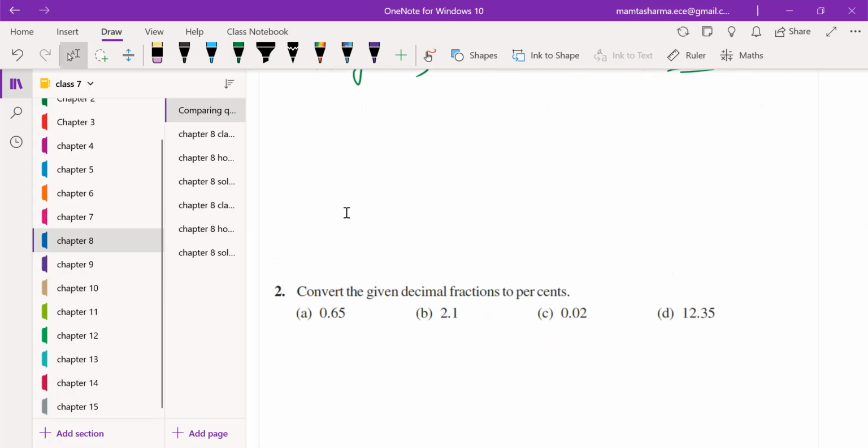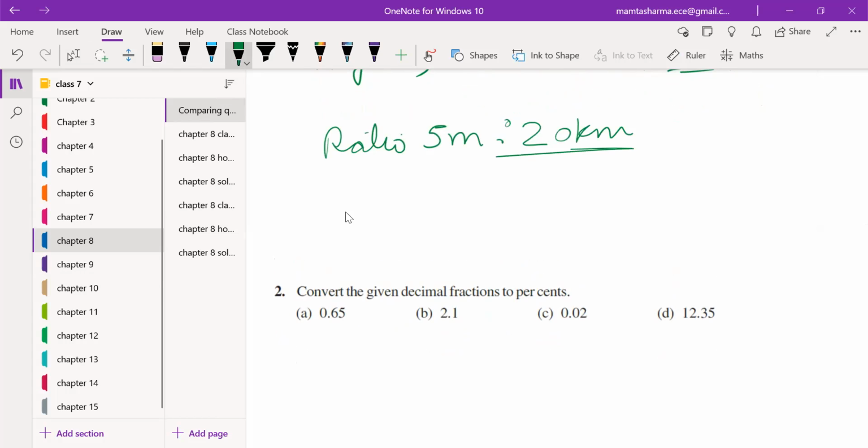Ma'am, the question is calculate the ratio of 5 meter to 20 kilometer. Yes, this is very easy. I have told you that for taking the ratio, their units must be the same.